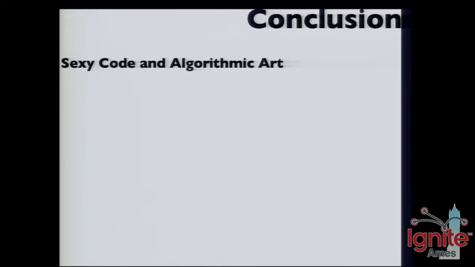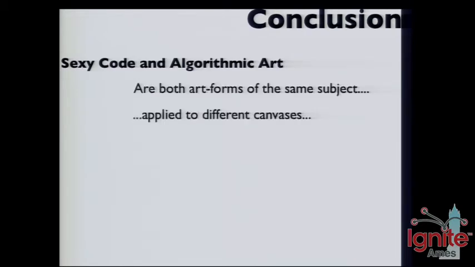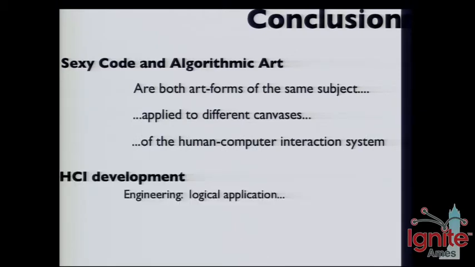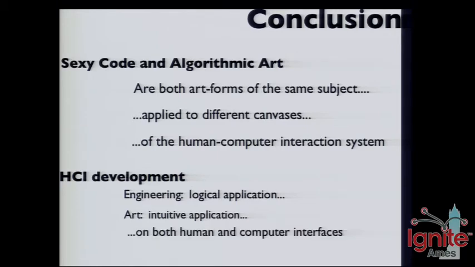So in conclusion, sexy code and algorithmic art, they're both art forms of the same subject. They're just applied to different canvases of the human-computer interaction system. HCI development, it's engineering, it's the logical application. Art is the intuitive application of it, both on the human-computer interface. So, sexy code algorithmic art is just an instance of this underlying connection between art and engineering. Okay? And that is my speech.